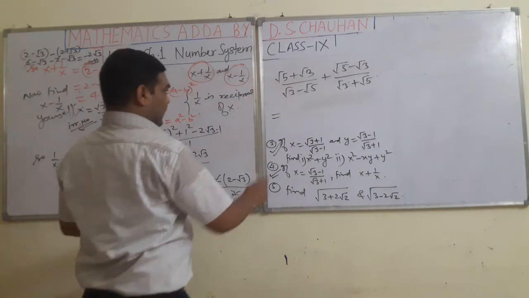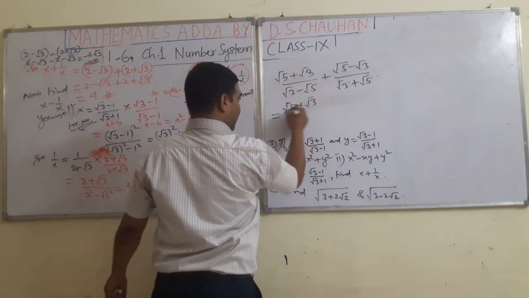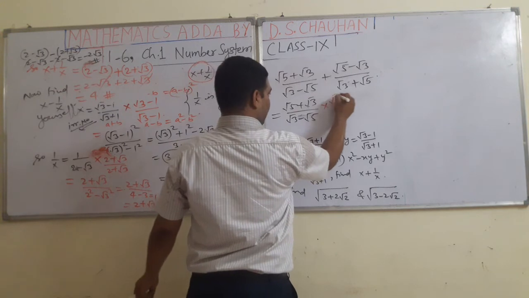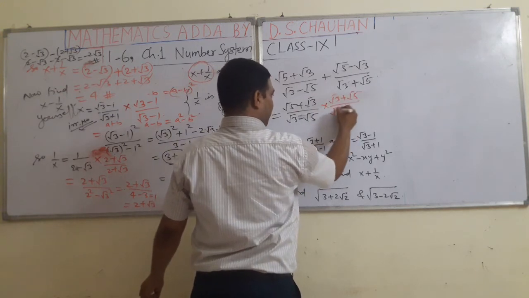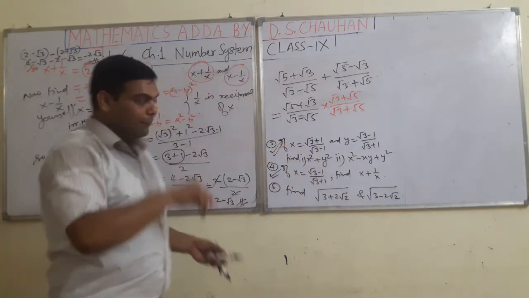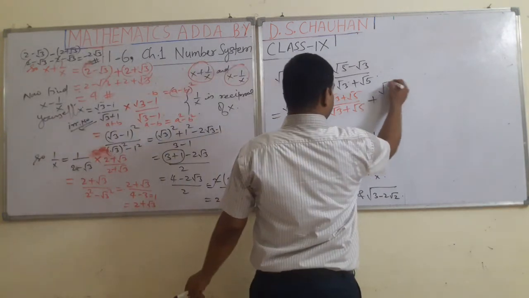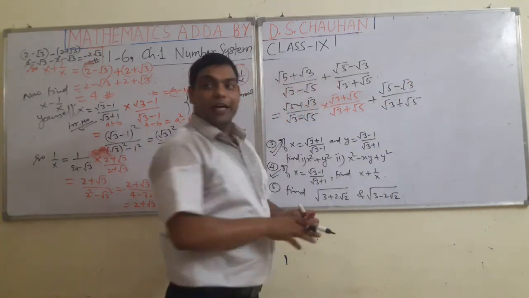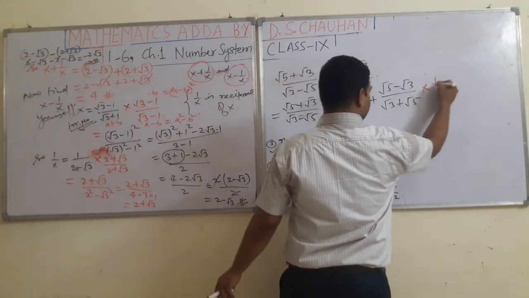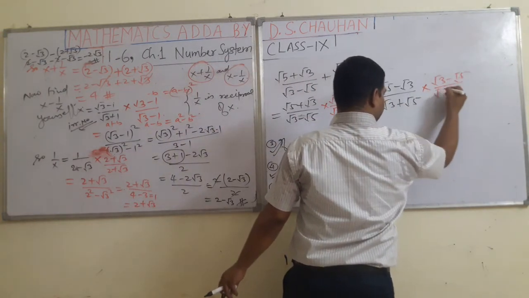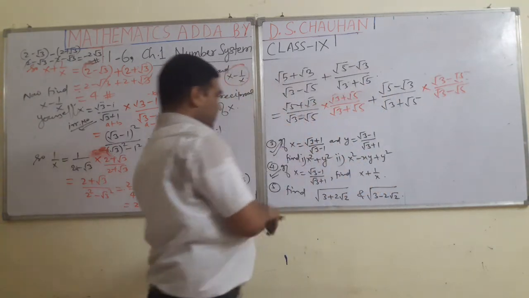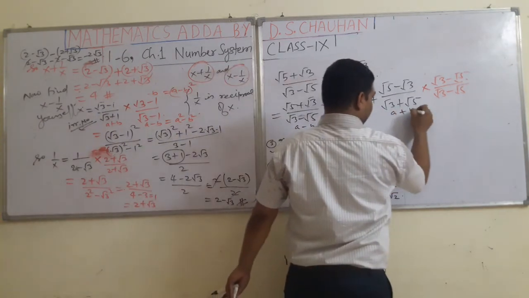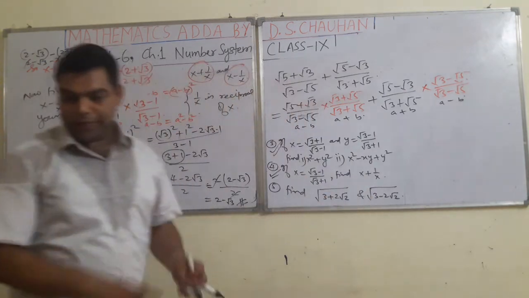See student, directly root 5 plus root 3 upon root 3 minus root 5. What is the conjugate of this? Root 3 plus root 5. So we will multiply numerator and denominator both. Clear? And then after here it is root 5 minus root 3 upon root 3 plus root 5. What is the conjugate of root 3 plus root 5? It is root 3 minus root 5. We will multiply numerator and denominator both. Okay. Now simplify here. This is a minus b, a plus b, a plus b, a minus b. Now simplify, get your answer.